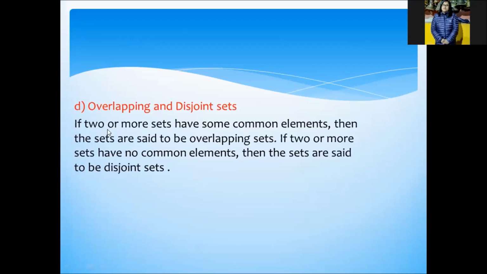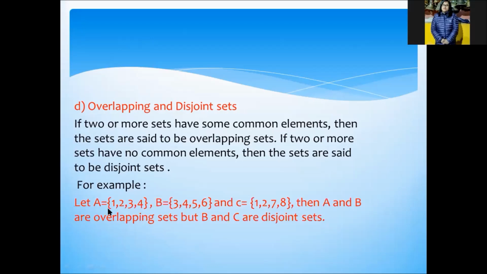If two or more sets have some common elements, then the sets are said to be overlapping sets. If two or more sets have no common elements, then the sets are said to be disjoint sets. For example, let A is 1, 2, 3, 4, B is 3, 4, 5, 6, and C is 1, 2, 7, 8. Okay, then A and B are overlapping sets.